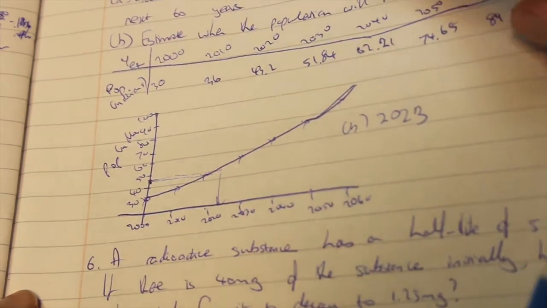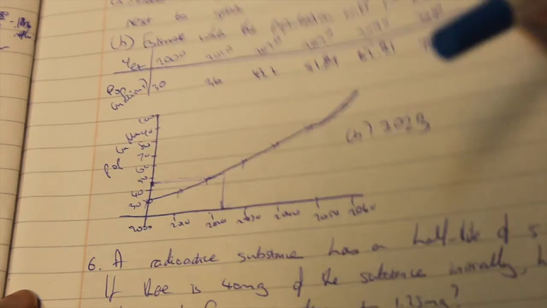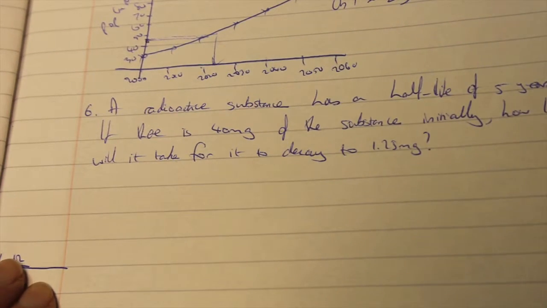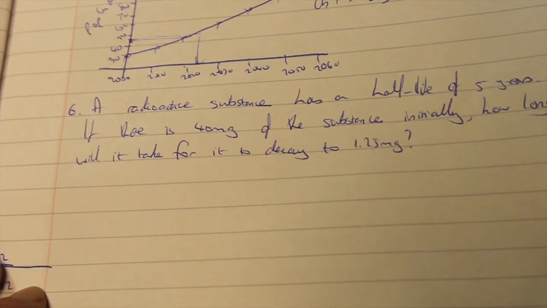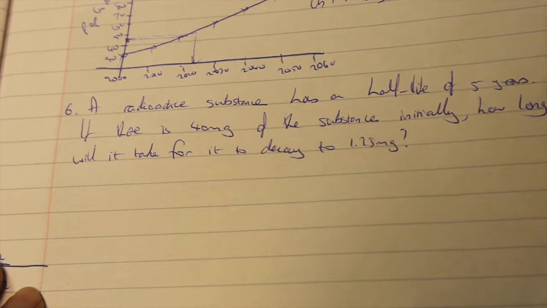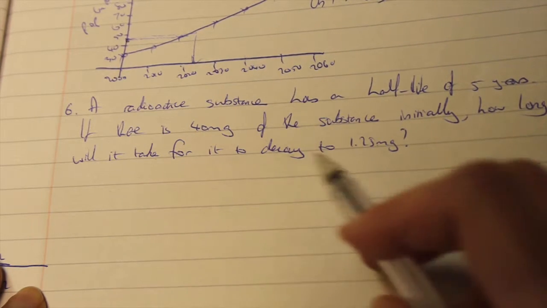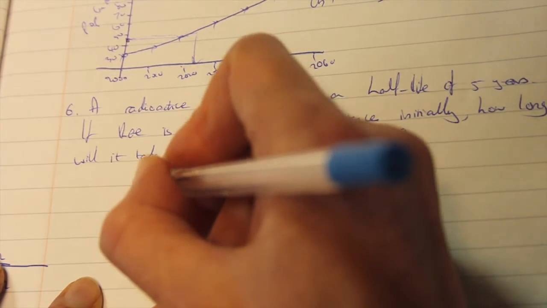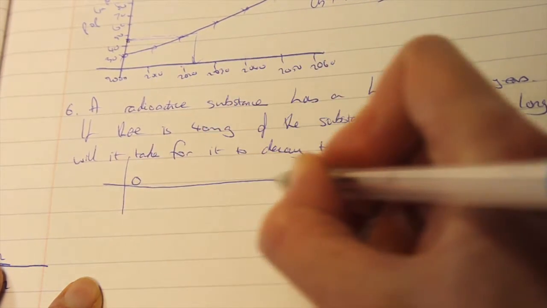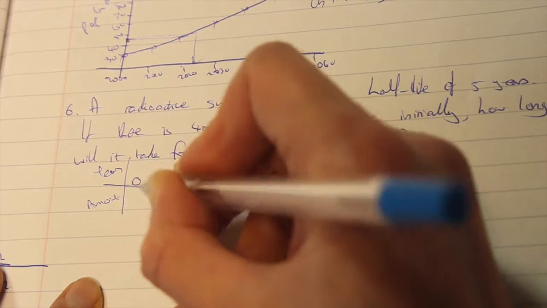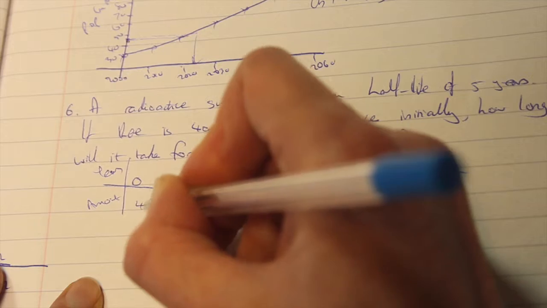Now, the last of these questions here is another tricky one. A radioactive substance has a half-life of 5 years, so that means every 5 years it goes down by half. If there is 40 milligrams of the substance initially, how long will it take to decay to that? So we're going to start after no years. So this is the years, and this is the amount. So initially it's got 40.